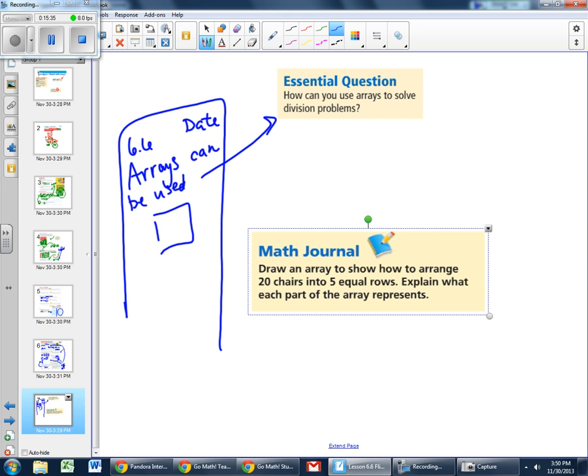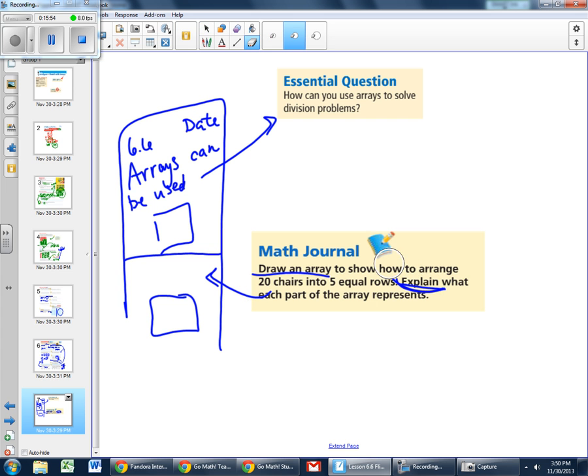Then in your math journal, it says draw an array to show how to arrange 20 chairs into 5 equal rows. Explain what each part of the array represents. So you're doing a line, copying that. Then you're going to draw your array. And then it wants you to explain what each part of the array represents. Okay, so you're going to say 20 chairs, 5 rows, somewhere in there.